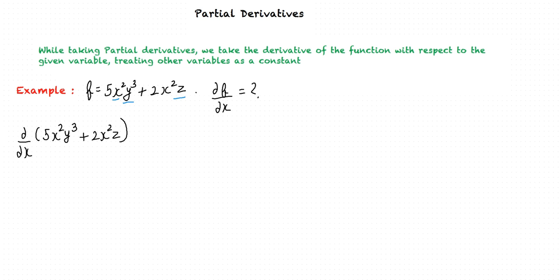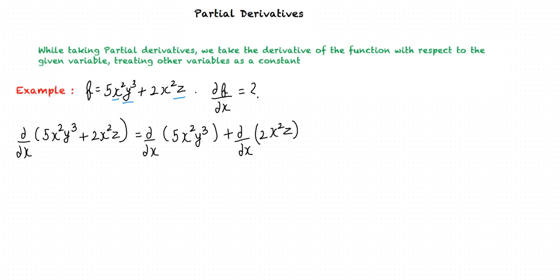As we already know, just like the total derivative, we can apply the distributive law to the partial derivative as well. Thus, we can rewrite the above expression as dou by dou x of 5x squared y cubed plus dou by dou x of 2x squared z. Let us evaluate the partial derivative for each term and then finally determine the sum.